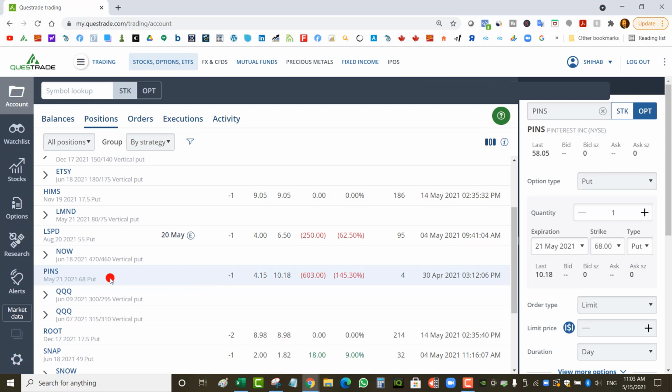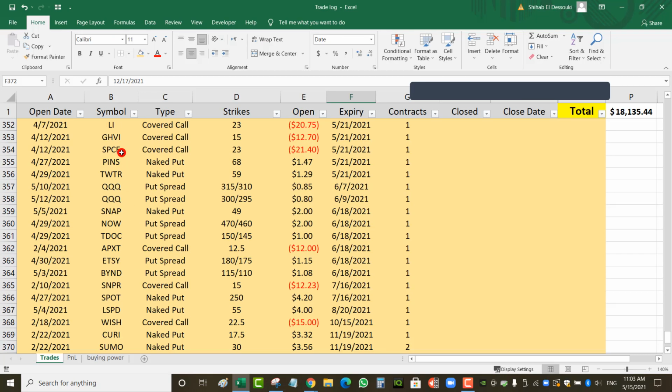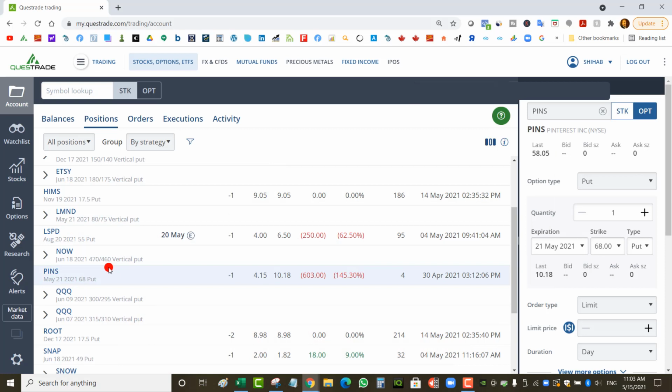And yeah, let's see how much I collected in total on pins. That's all I can do right now, just wait. I collected $1.47 total in credits on pins, and my break even is around 66, so I just need to wait for the stock to come back up.